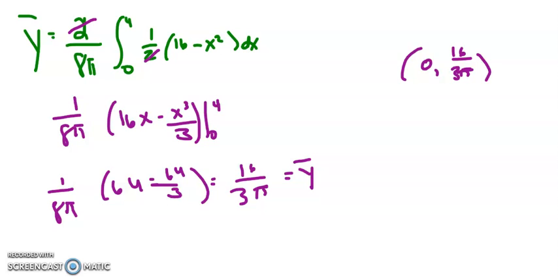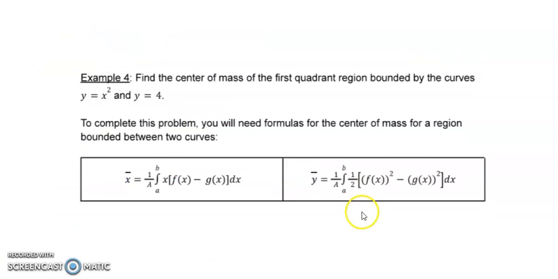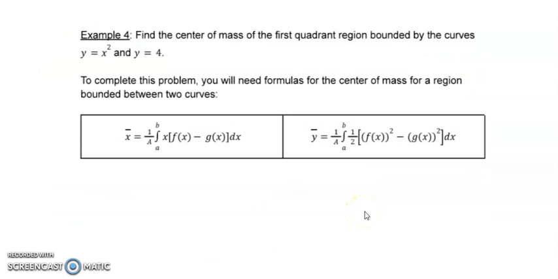It's on the last page, example 4, and they want me to find the center of mass of the first quadrant region bounded by x squared and y equals 4. So a quick sketch here shows us y equals 4. That's here, and that's here. So this is my region. And the reason why this is a different problem that we need to address is because we're doing the area between two curves, not just underneath a single curve.